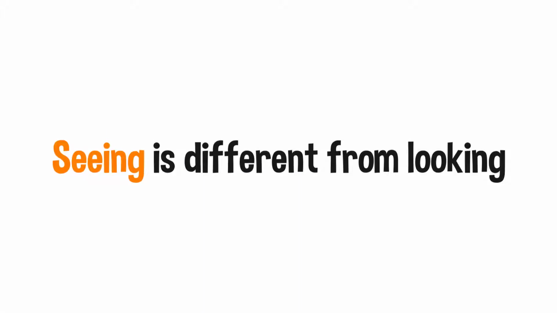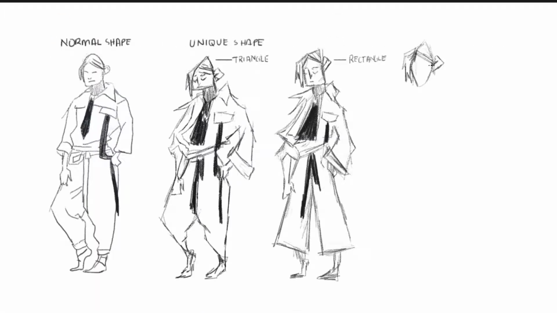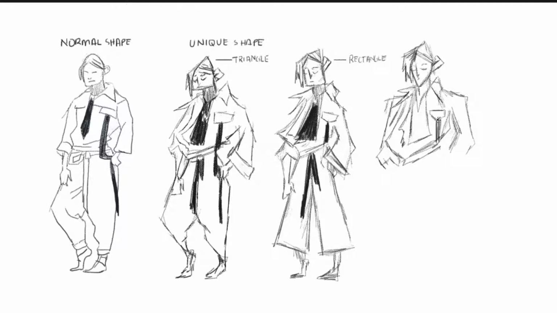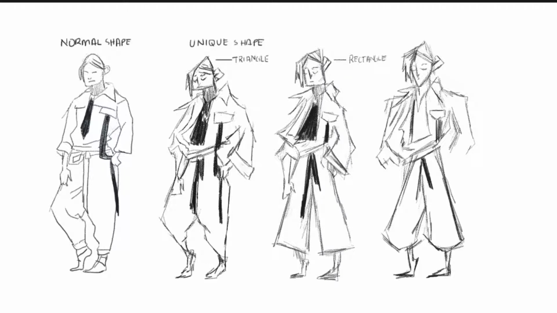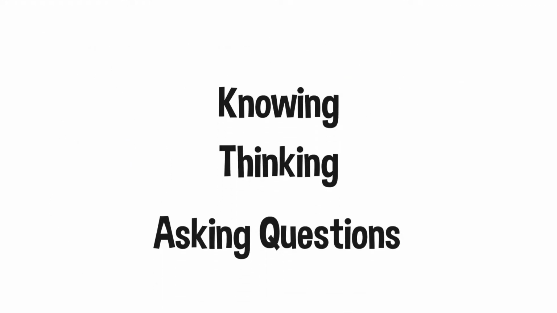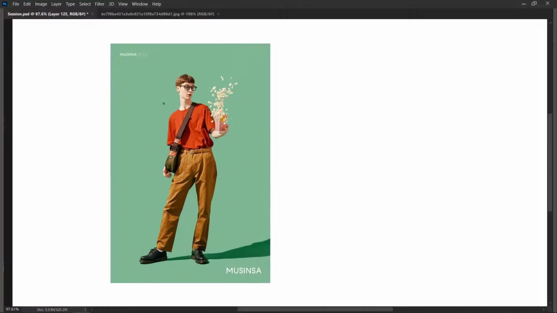Seeing is different from looking. Anyone can look at the subject, but it takes a deeper understanding in order to truly see. Seeing is about knowing, thinking, and asking questions. Here is a sample to see how we use our seeing to improve our observation skills.